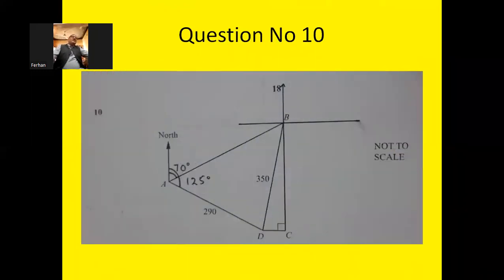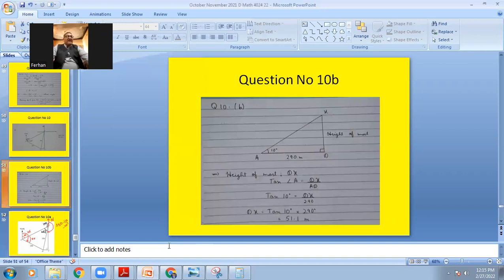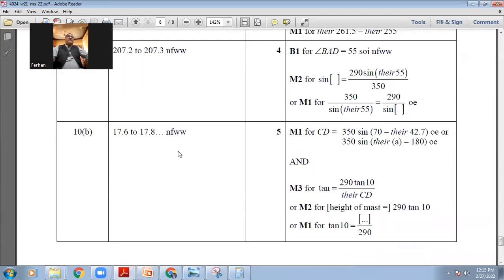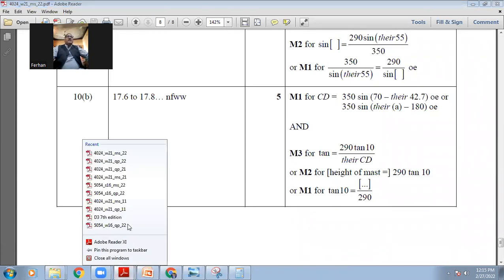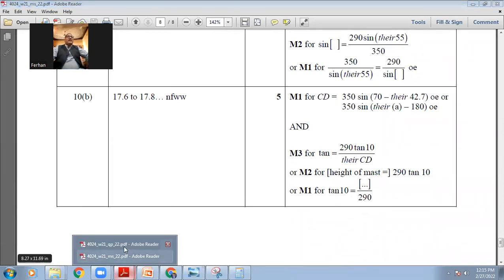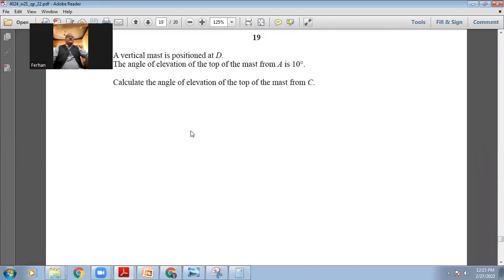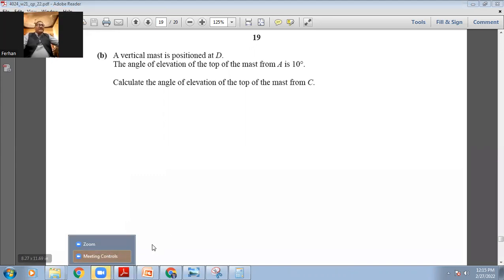Now we are going to the next part. Let me check the marking scheme first. Is our bearing right? So 207.3, the bearing is right. Now the next part coming up is: the vertical mast is positioned at D. The angle of elevation of the top of the mast from A is 10 degrees. Calculate the angle of elevation of the top of the mast from C. Now we are on the B part.